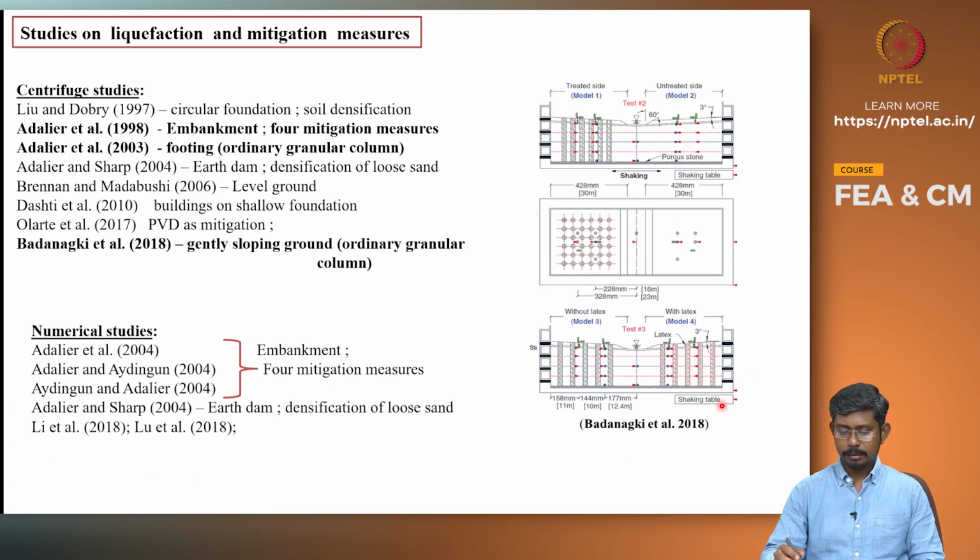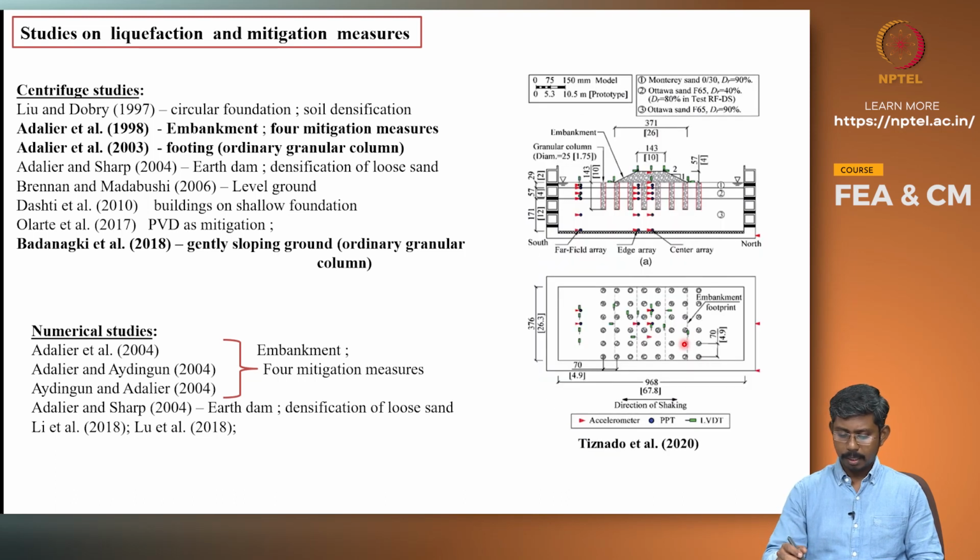In the other case, sloping ground is considered as a structure, and the granular column is used to treat the gentle slope. Here the untreated ground is on the right-hand side and the treated ground is on the left side. It is a centrifuge model, and the study was undertaken by Baranaki et al. 2018. Very recently, Tisnado considered an embankment with foundation soil that is treated with ordinary granular columns.